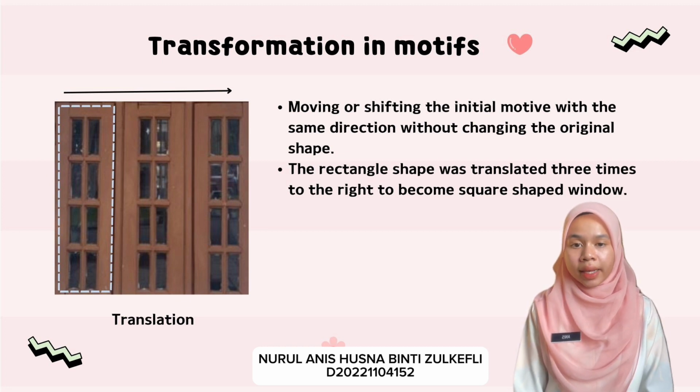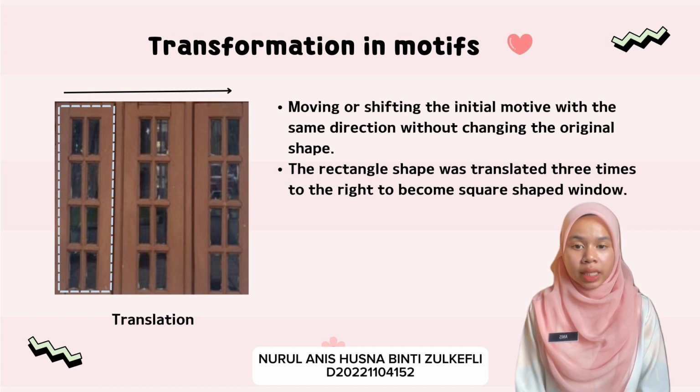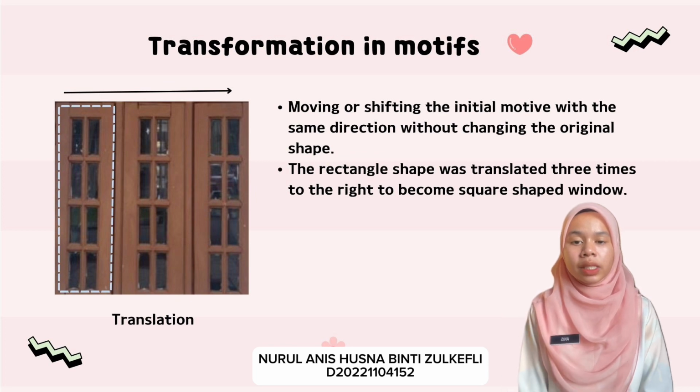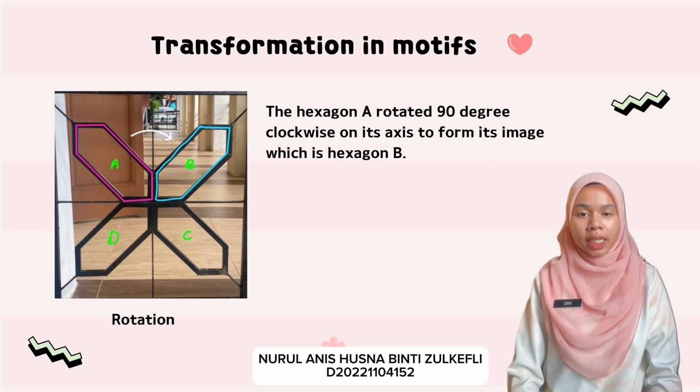As we can see on the diagram, the motif here is the rectangle-shaped window. The rectangle-shaped window was translated 3 times to the right to become a square-shaped window. When we are doing translation, the primary object is called the pre-image and the object after the translation is called the image. The second transformation is rotation.